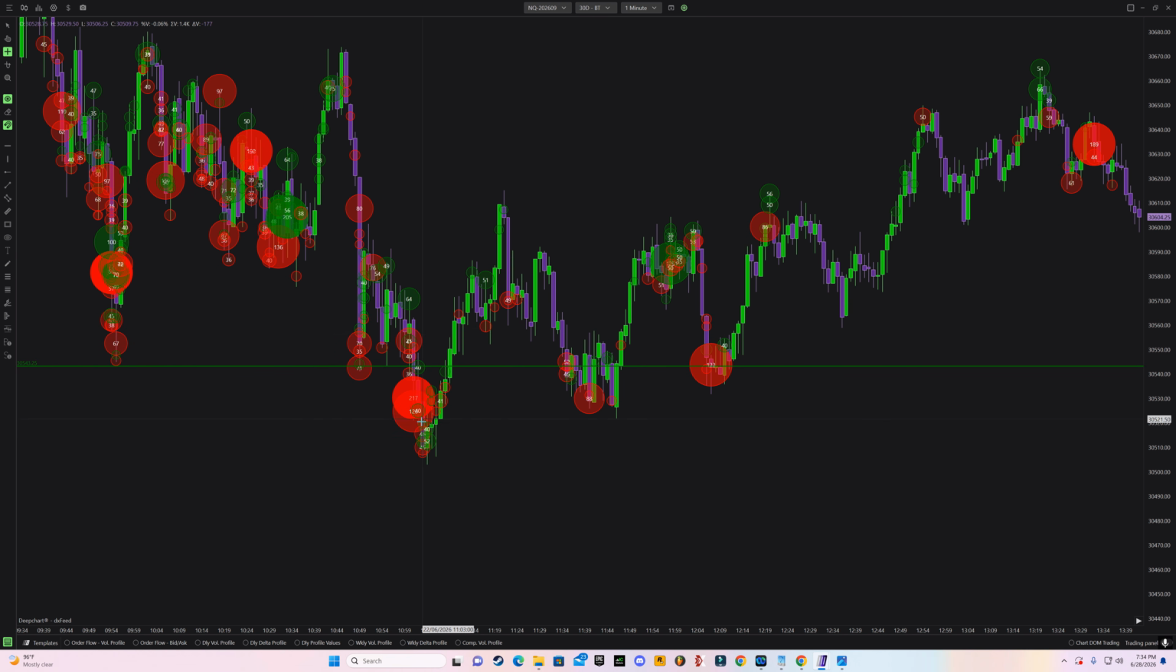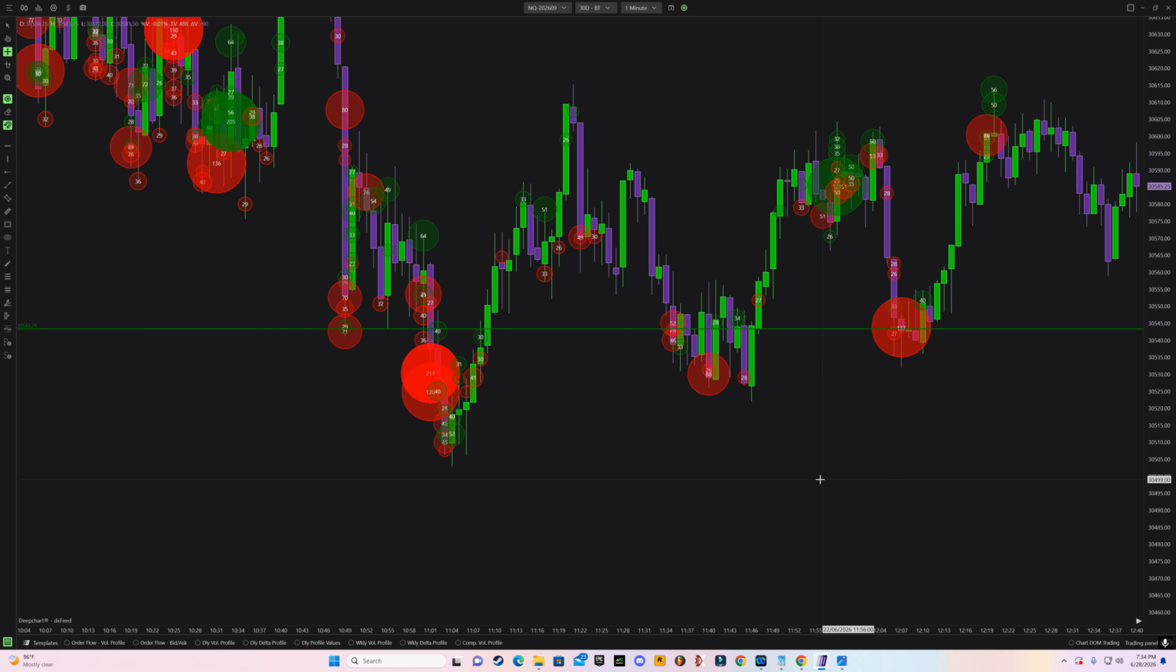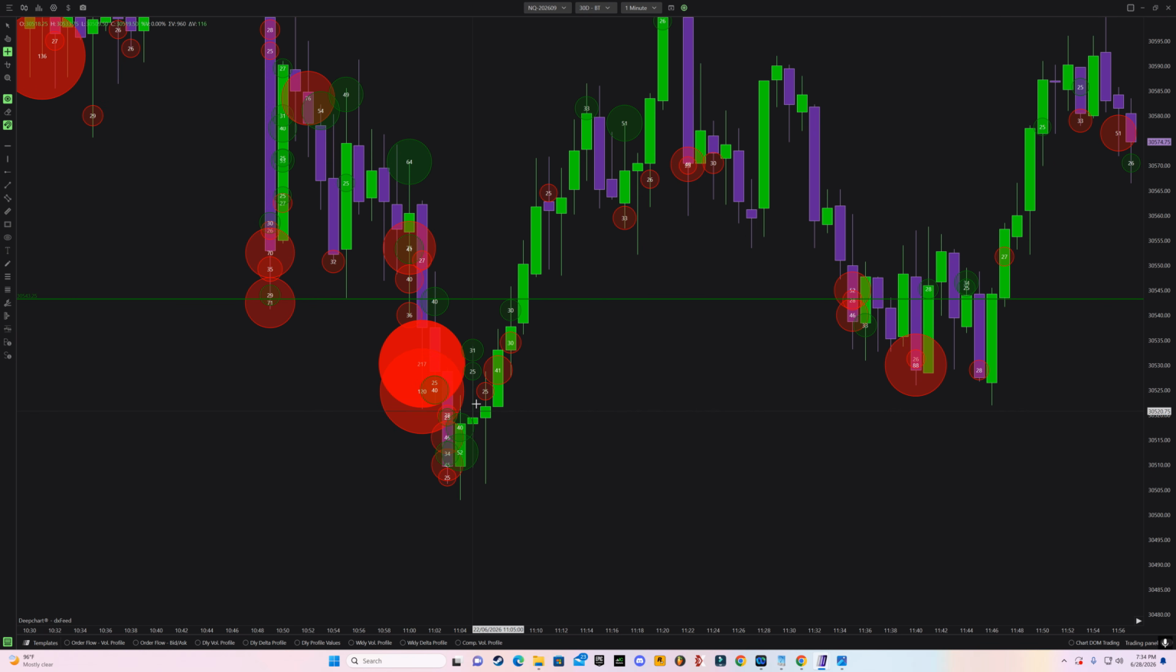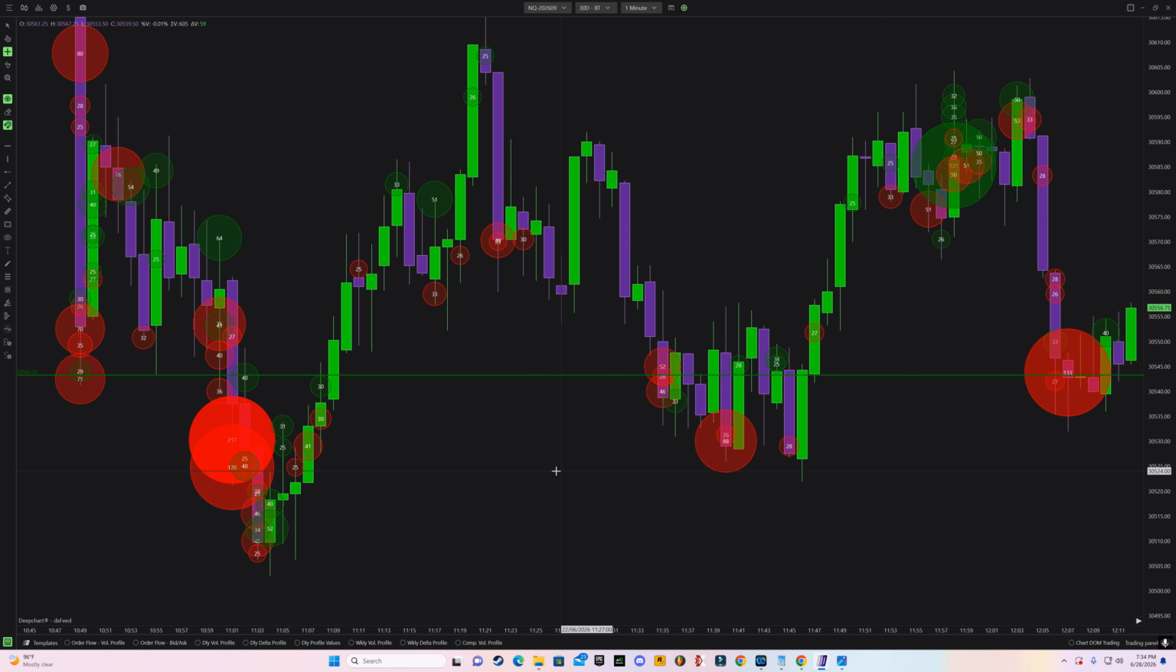So we did break below this level, but immediately we reclaimed this level. And right here, if you look closely, if I zoom in, you can see we had aggressive buyers getting a follow through, but within these bullish candles, we also have sellers that are not getting a follow through, right? So the buyers are definitely in control here.